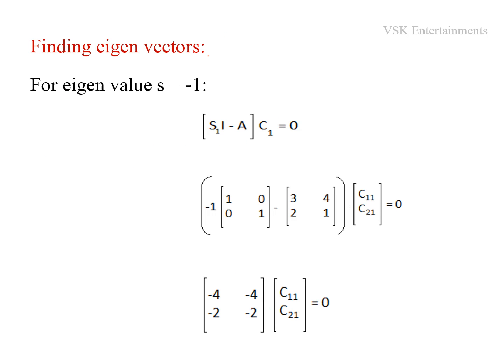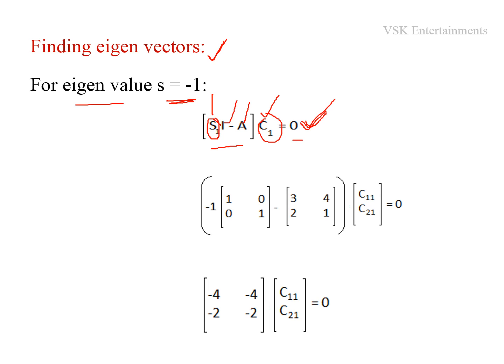Now go for finding the eigenvectors. Each eigenvalue gives one eigenvector. So first consider the first eigenvalue, that is s = -1, and this is the equation for finding the first eigenvector C1, that is (s1 I minus A) into C1 is equal to 0. Here s1 represents the first eigenvalue.